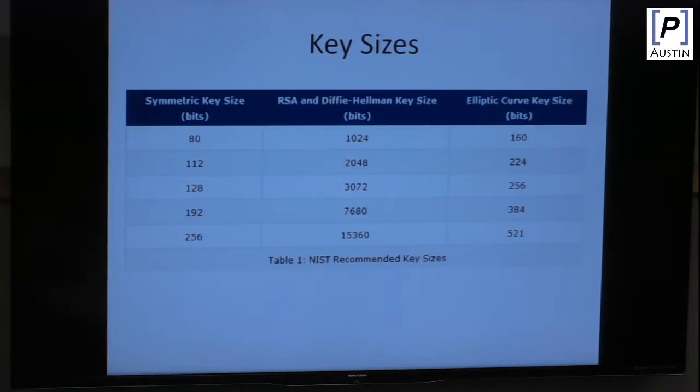For 256 bits, you need a 15 kilobyte RSA key to achieve the same level of security that a 256-bit symmetric algorithm would provide. And with elliptic curve crypto, it's 521 bits. That's one of the big advantages of elliptic curve crypto: the keys are a lot smaller, which means the math is much faster as well. Now, quantum crypto changes this a little bit, but I'm not going to get into that.